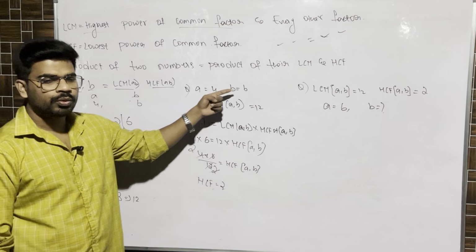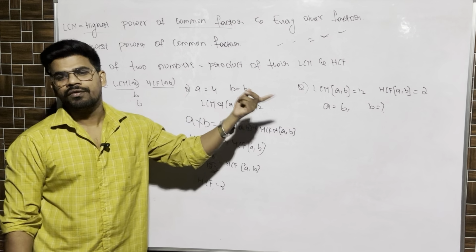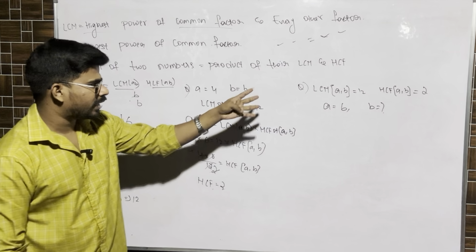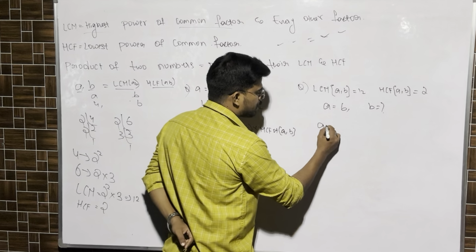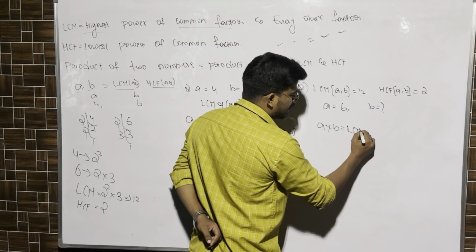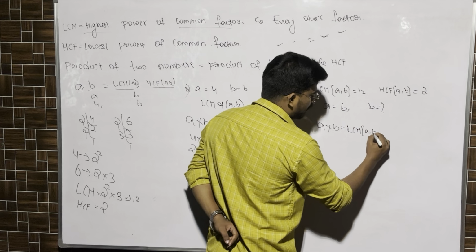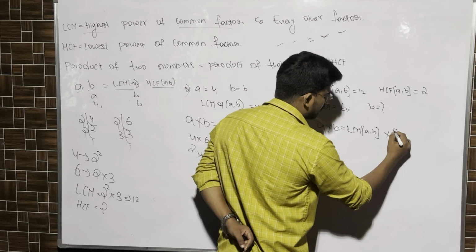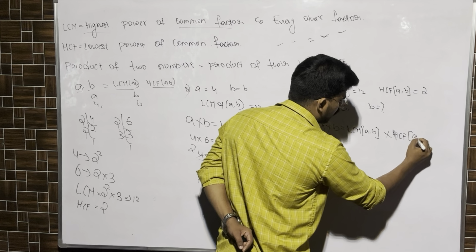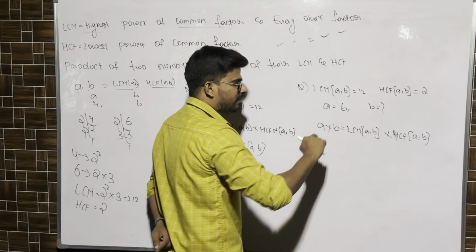In some cases, two numbers will be given, LCM will be given, and we have to find HCF. Two numbers will be given, HCF will be given, and we have to find LCM. Whatever it is, same formula. The product of A into B is equal to the product of LCM of A comma B and HCF of A comma B. Amongst these four values, three will be given for sure.